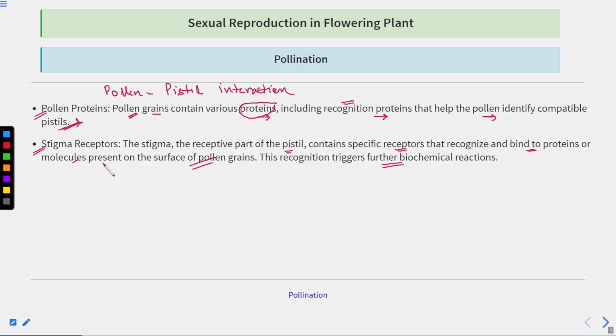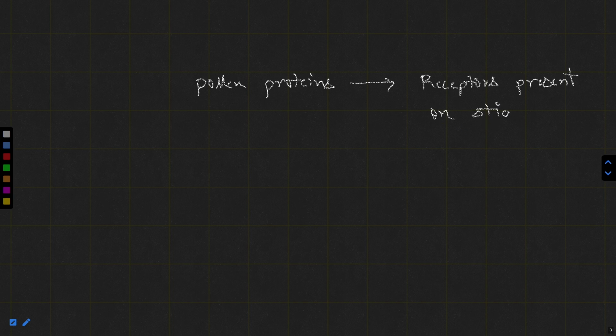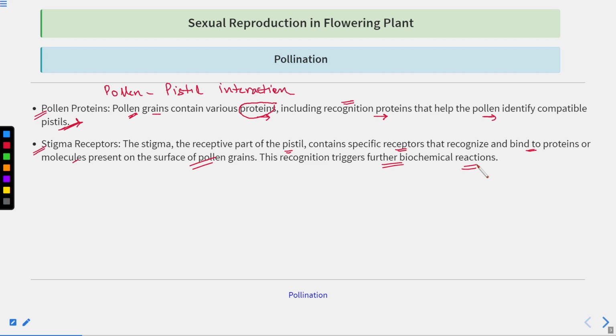So what is happening here? Now the pollen contains some pollen proteins. These pollen proteins are recognized by the receptors present on the stigma. And whenever these pollen proteins are recognized by the receptors, then a biochemical cascade is triggered, or biochemical reactions are triggered. So biochemical reactions are those reactions that involve enzymes.